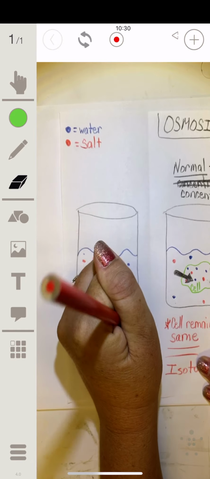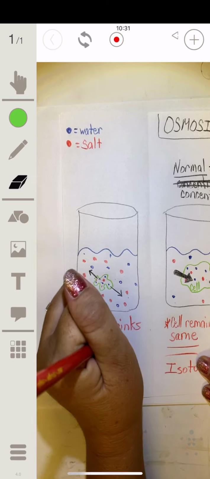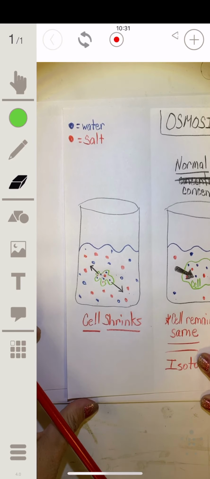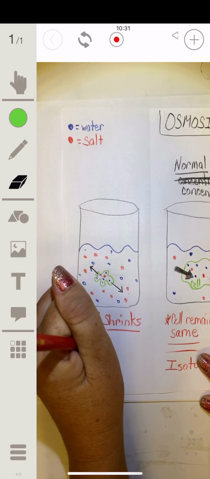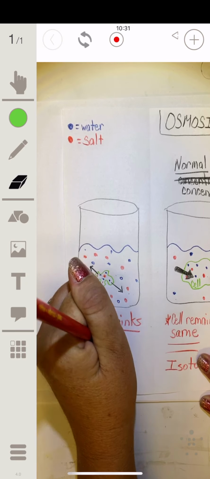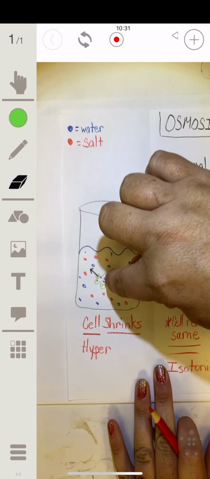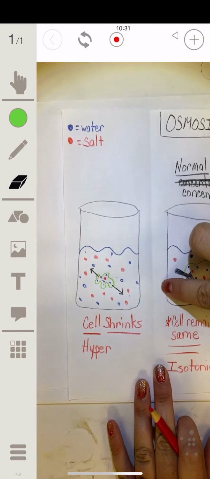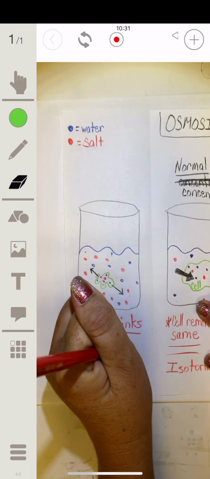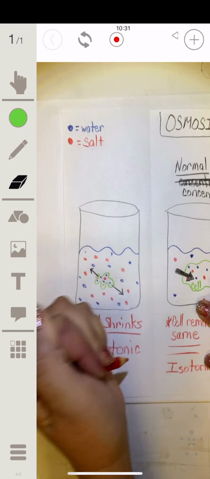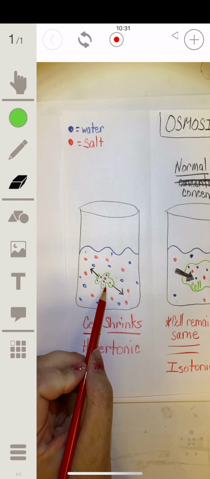Cell shrinks. This is important to know what happens. This is called hypertonic because, hyper means above, there's more salt out here than in here, so water moves out. So this is hypertonic. So we end up with a shriveled up cell as a result of that.